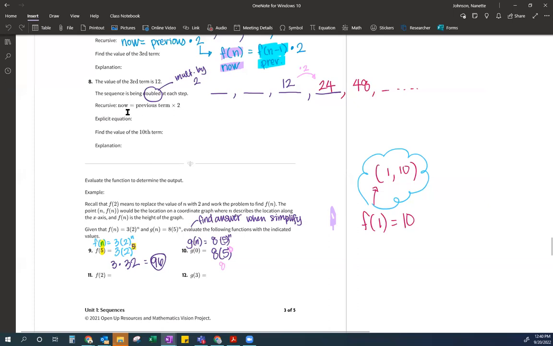I'm going to translate this to math for those of you who are interested in increasingly getting better at writing it in function notation, right? I'll translate that in a second. They want you to find the explicit equation. They want you to find the 10th term, and they want you to explain which one was more helpful in finding the 10th term, recursive or explicit. So, okay, so the next thing I need to do is, okay, so they're doubling it every single time.